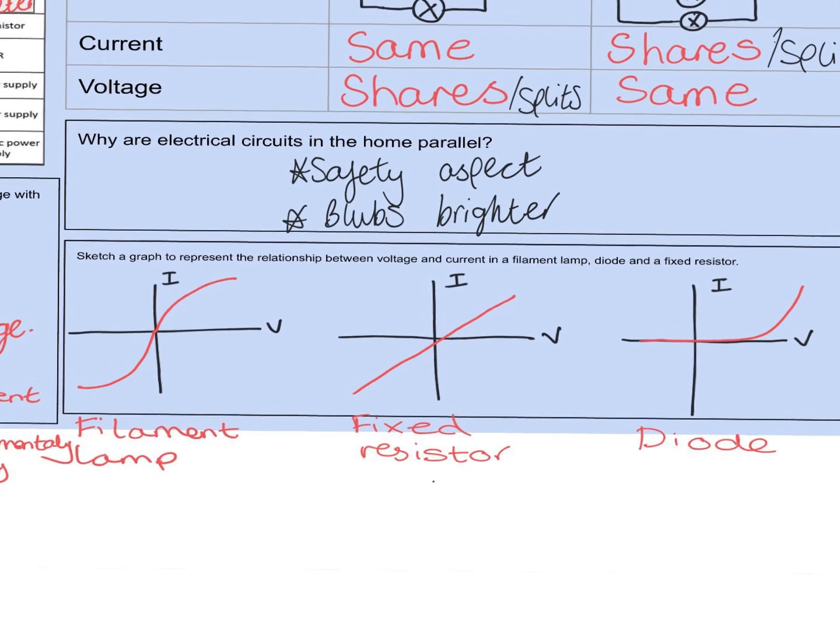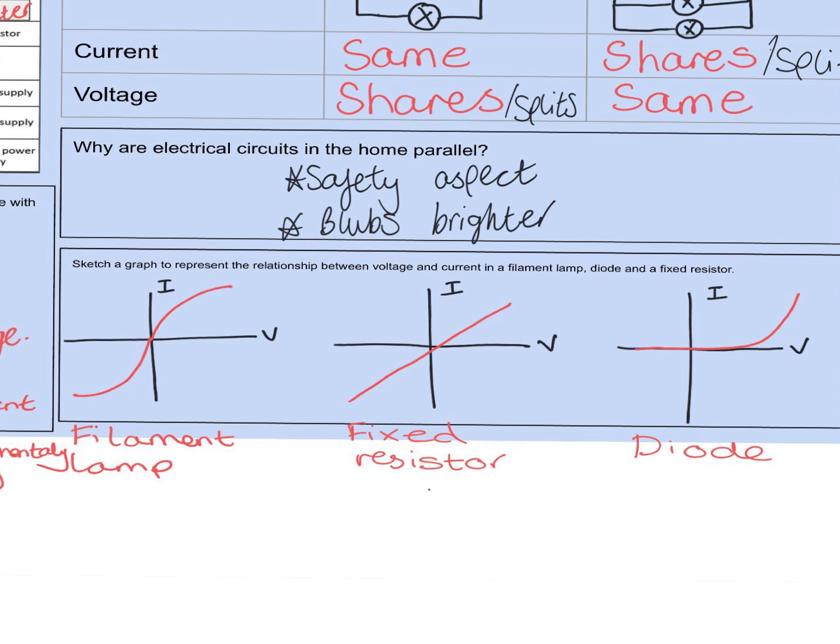And then you have to know the three types of graphs and be able to sketch them. So this is a filament lamp, remember it looks like an S, a fixed resistor and a diode. Current always goes up, voltage always across, and you have to be able to draw all three and label them.